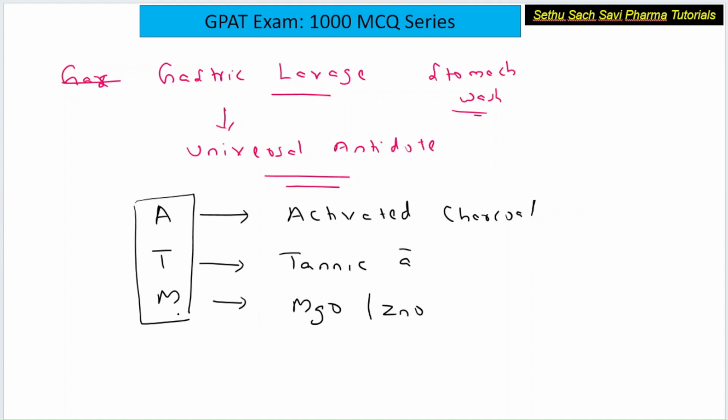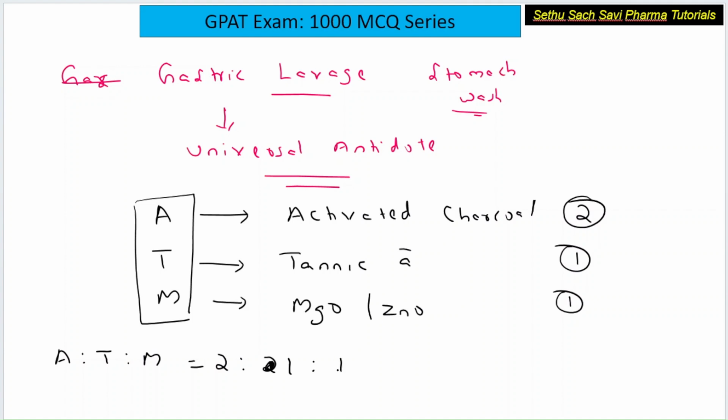Now, what is the second question? What is the ratio of these components in the universal antidote? So you can remember 2 parts of activated charcoal, 1 part of tannic acid, and 1 part of magnesium oxide. So the ratio of ATM is 2 is to 1 is to 1. Okay, so that also you can remember.